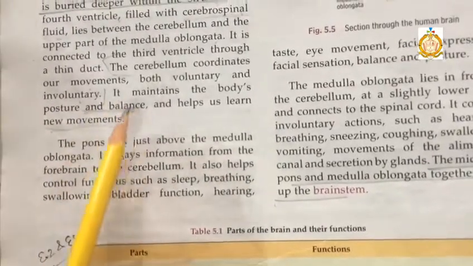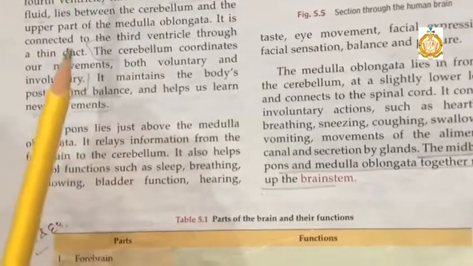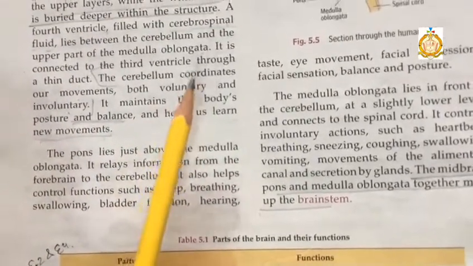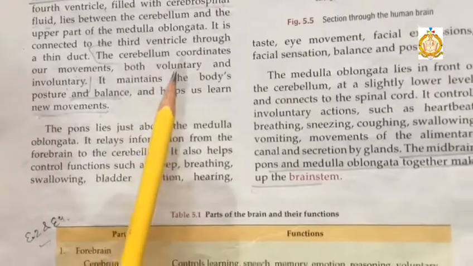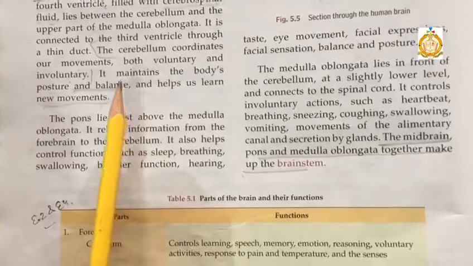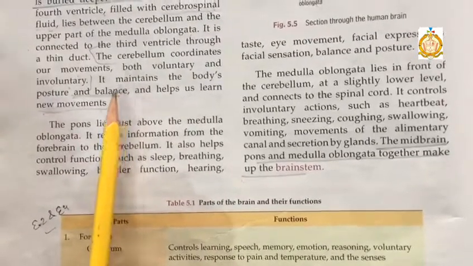Why do people who are taking alcohol become imbalanced? Due to the effect on the cerebellum. In that sense, the drugs are affecting their cerebellum and they are losing their balance as well as their posture.